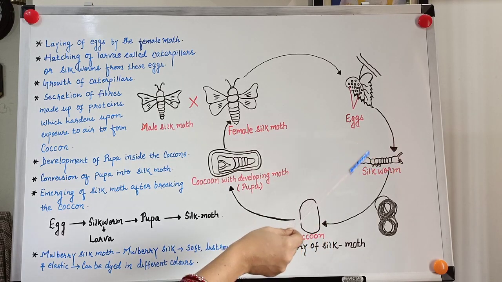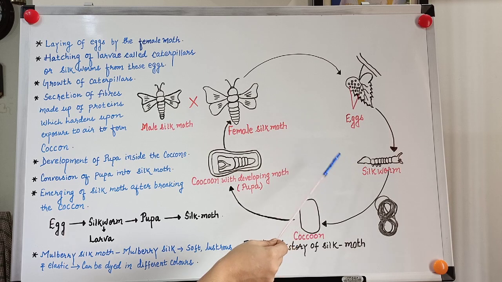Among these silk moths, the most popular is the mulberry silk moth. The reason being that it produces the most popular silk called mulberry silk. This mulberry silk is soft, lustrous and elastic, and it can be dyed in different colors. One more interesting thing about silk is that a fiber of silk is as strong as a thread of steel.